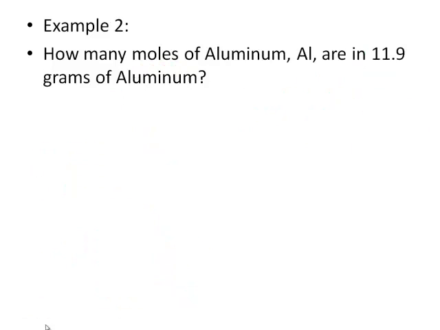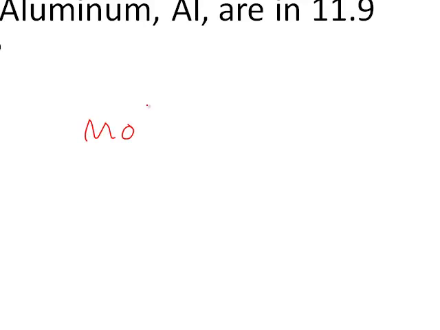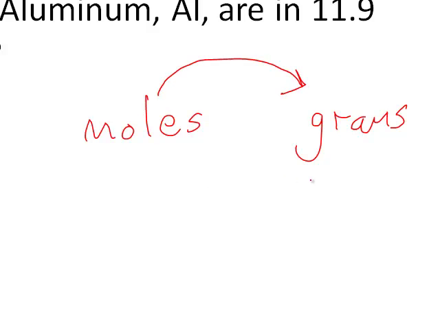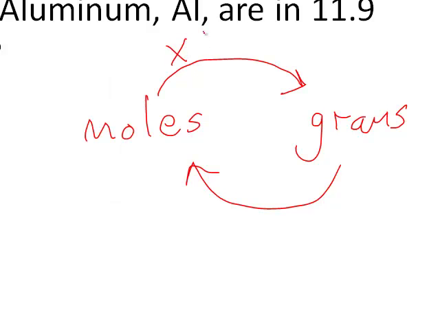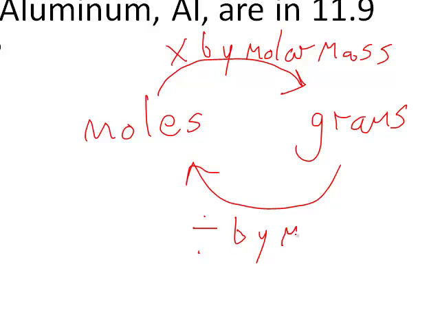The next example is relating this to the amount of grams of something. So I want to relate moles and grams. To convert from moles to grams, I multiply by molar mass. Remember, molar mass is something I just add up on the periodic table to find, and to go from grams to moles, I divide by the molar mass.